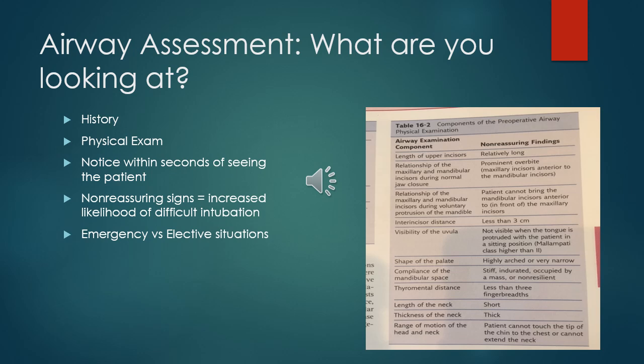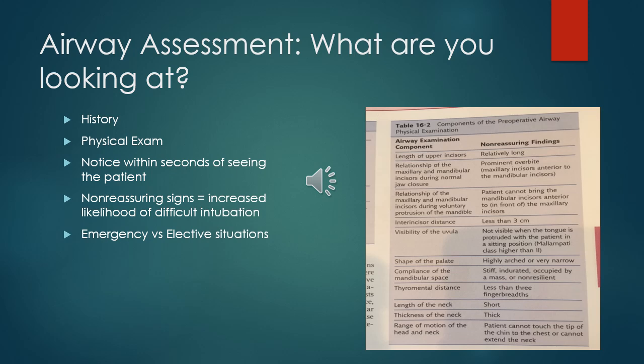So some of those non-reassuring findings are if they have particularly long teeth, in the incisors specifically, if they have a prominent overbite, if they're unable to bring the mandibular incisors anterior to the maxillary incisors, this is the upper lip bite test. If they have a small interincisor distance, again, that would be for the adult side of things. And then we're going to talk more about the Mallampati score on the next slide.